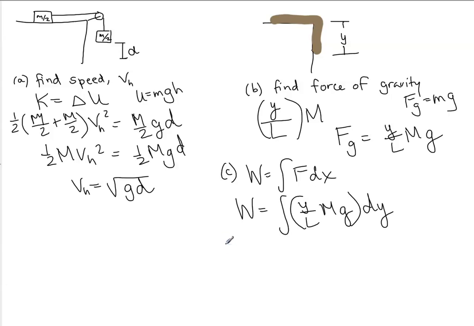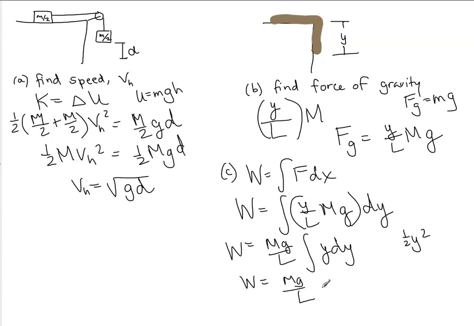Now to make this integral easier, I usually like to take everything that's not y out of the integral. So that's mg over L outside the integral. And then we just have the integral of y dy. And we know that the antiderivative of y is 1/2 y squared. So that means that the work is going to be equal to mg over L times 1/2 y squared, or mg y squared over 2L.